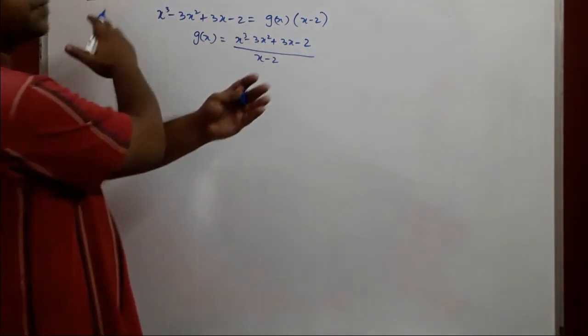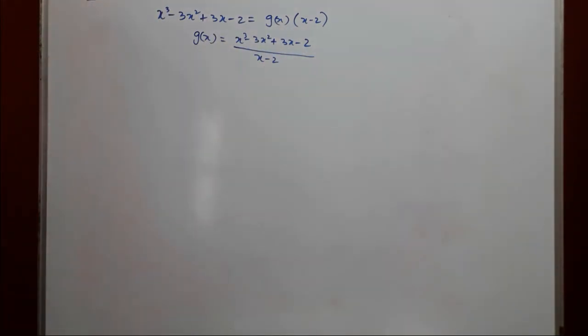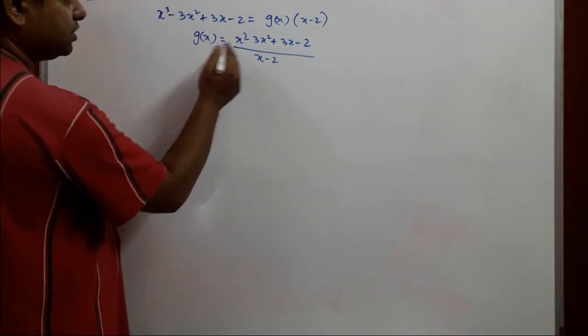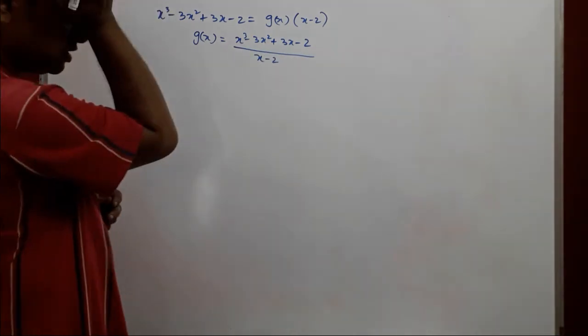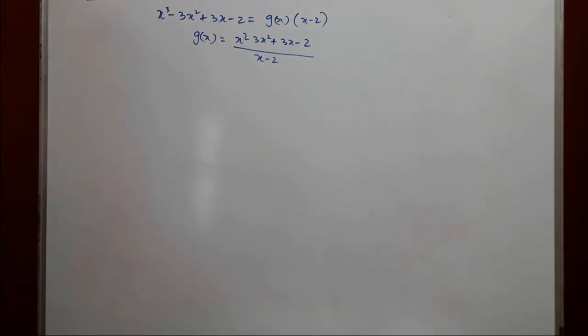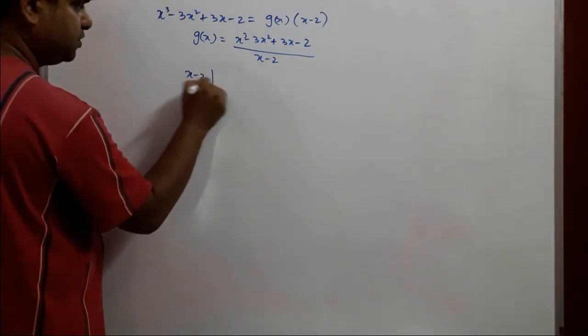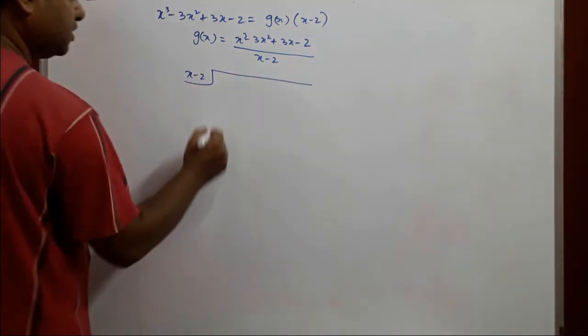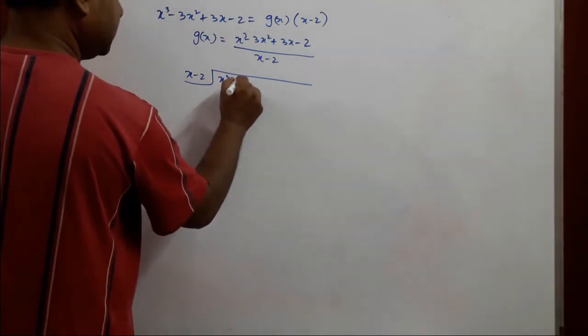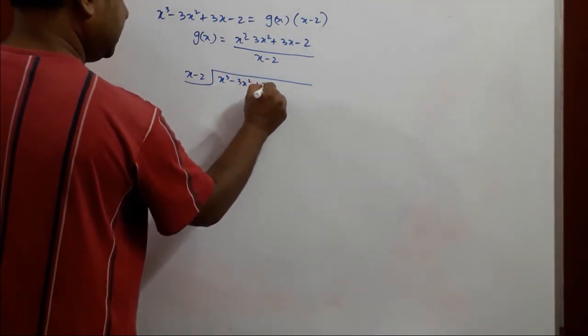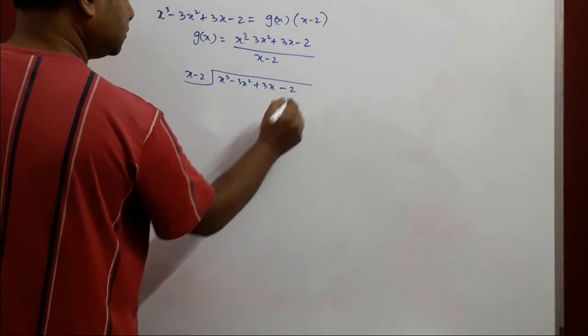I've just changed it in the opposite direction, so signs do not change. It is the same thing. Now that you have got g of x is equal to this, let us divide. How do we divide polynomials? That is x minus 2 divided into x cube minus 3x square plus 3x minus 2.